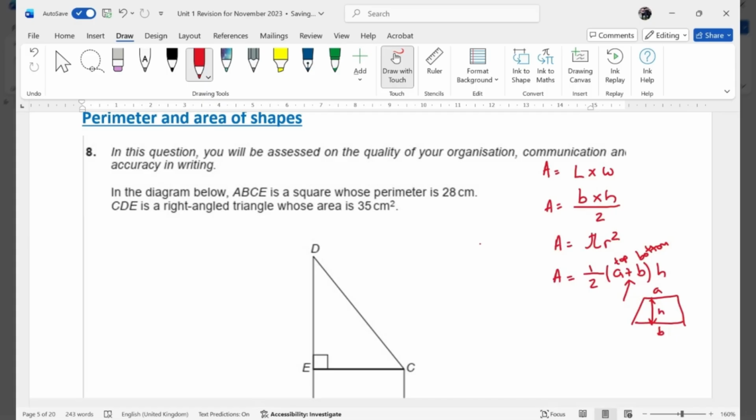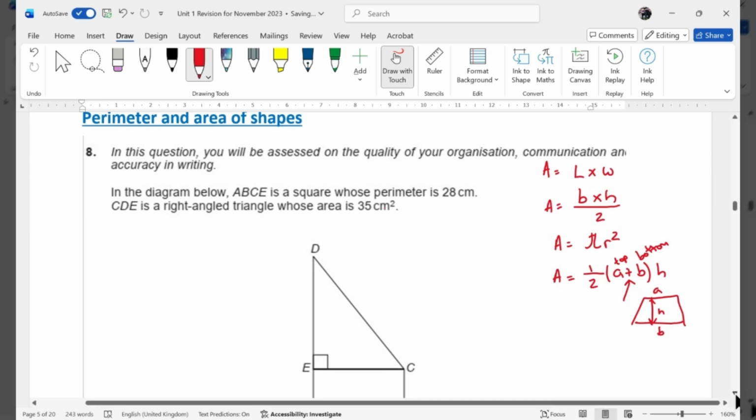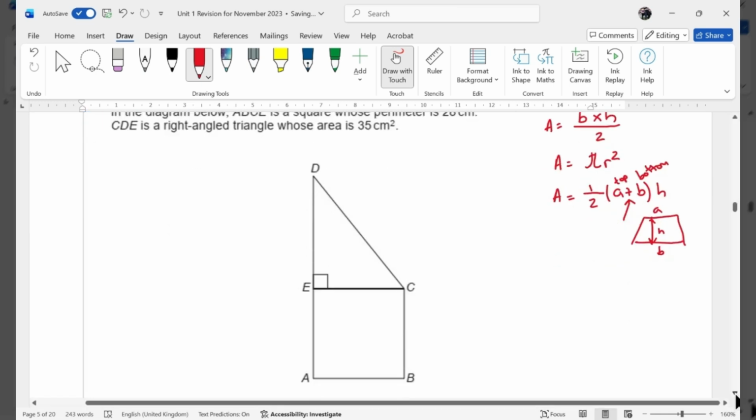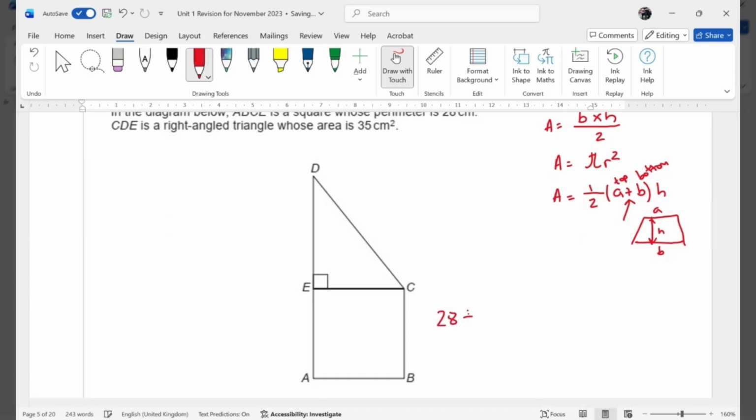So in this question, they tell me that the perimeter, which is the distance around the square, is 28. So the distance around this square is 28. So if I divide that by 4, I get 7 centimeters, 7 centimeters, 7 centimeters, 7 centimeters.